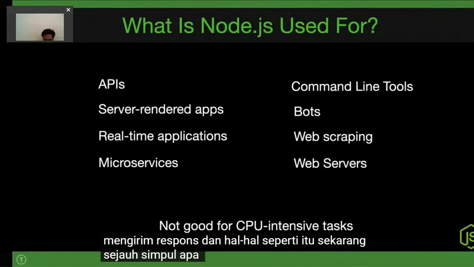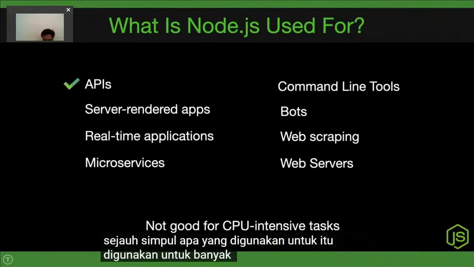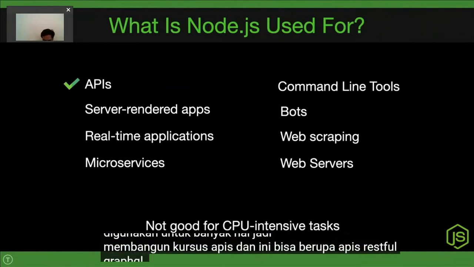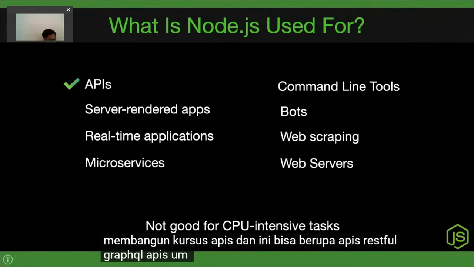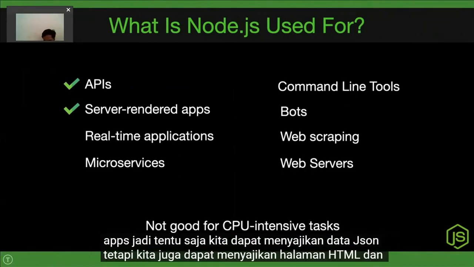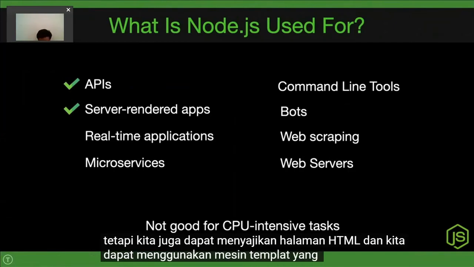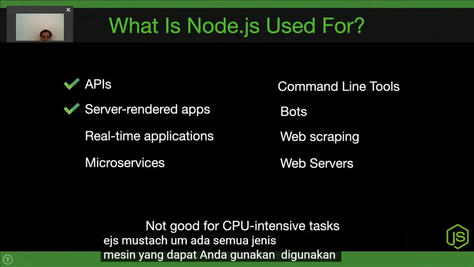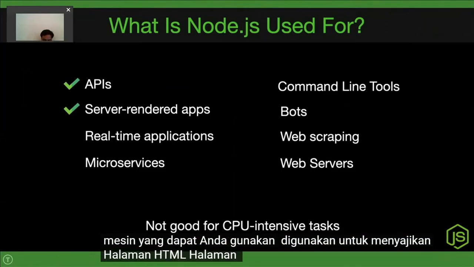Now, as far as what Node is used for, it's used for a lot of things. So, of course, building APIs, and this could be RESTful APIs, GraphQL APIs, server-rendered apps. Of course, we can serve JSON data, but we can also serve HTML pages, and we can use different template engines like EJS, Mustache. There's all types of engines that you can use to serve HTML pages, dynamic pages.